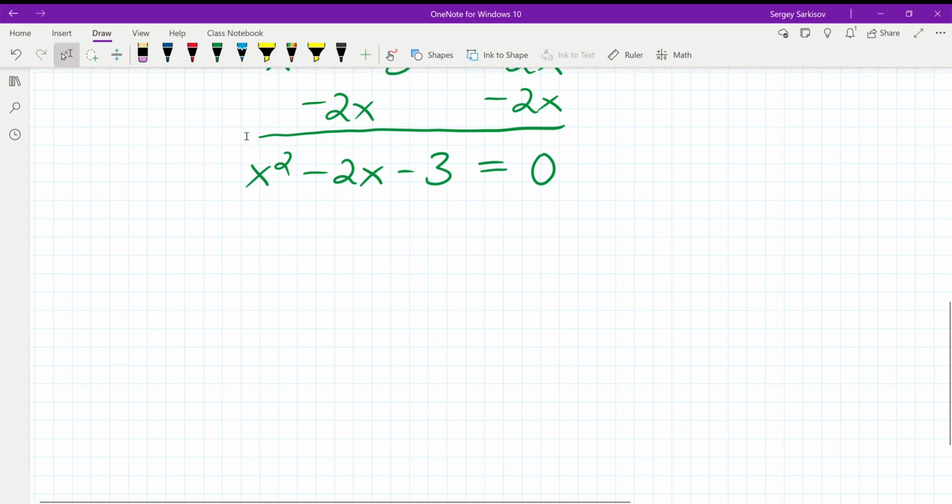The next thing we do, we try to factor it the best that we can. So factor. This is, again, one way to do this problem. And factoring, here's a trick. I tell my students, there's an AC method. There are different ways to do this.